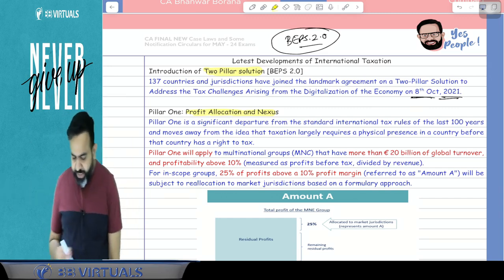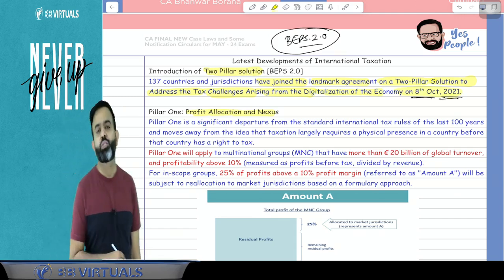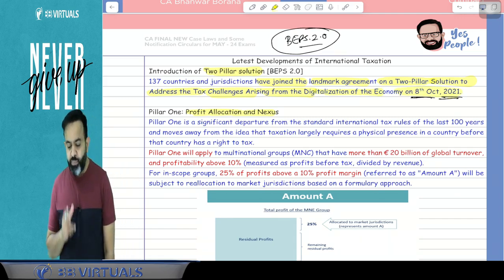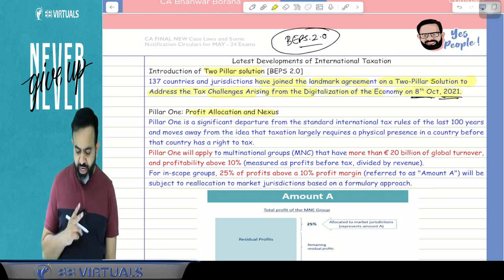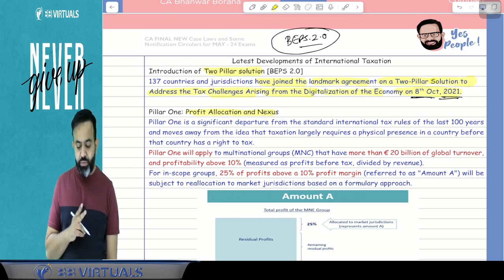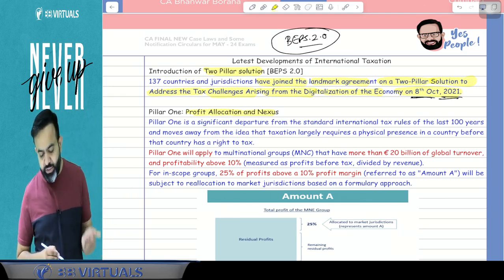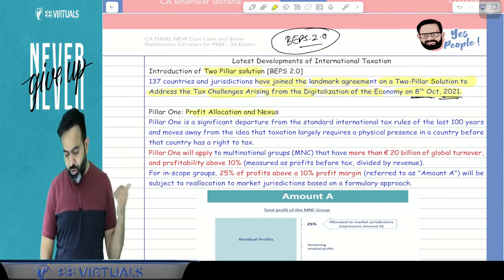Now 137 countries and jurisdictions joined the landmark agreement on the two pillar solution to address the tax challenges arising from the digitalization of the economy on the 8th October 2021. So guys, this BEPS 2.0 has the two pillar solution, introduced to address those tax challenges.